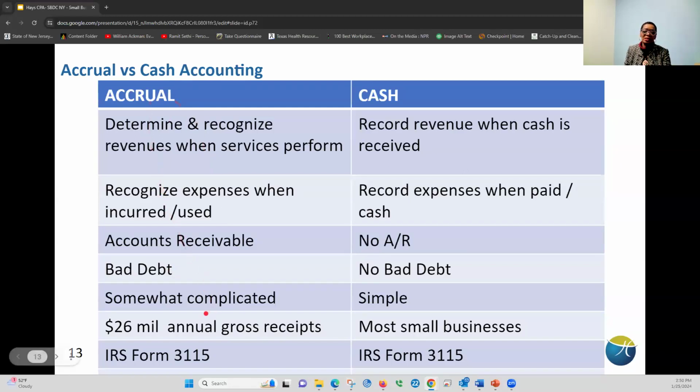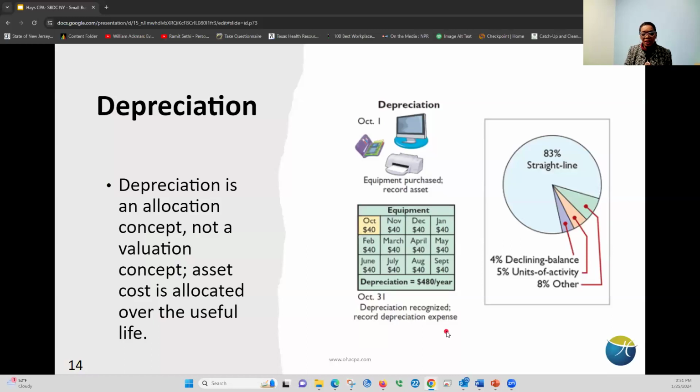So accrual is complicated, cash is simple, and I think most businesses use cash accounting. Shaneque, do you want to touch on depreciation? Sure, but I'll add to bad debt, to simplify it.